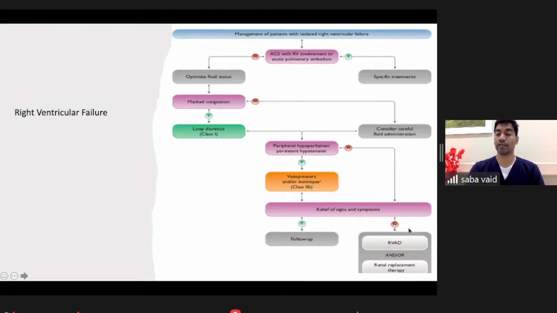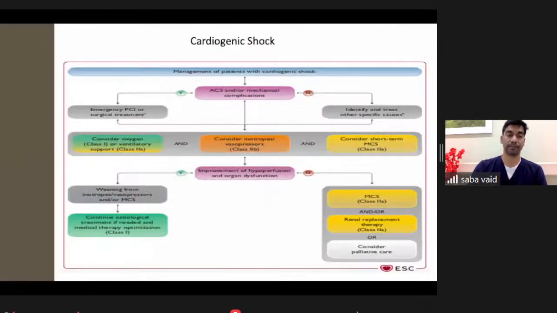If there is no relief of symptoms, then the only way to go forward is to introduce machines. A right ventricular assist device is nothing but RVAD. It's a very novel treatment, which is a temporary treatment, obviously, for a lot of patients until the patient is eligible for a heart transplant. A right ventricular assist device helps the right side alone. Or a renal replacement therapy, if you can remove fluid, decrease the preload for the RV and see if we can optimize. This is for the right ventricular failure.